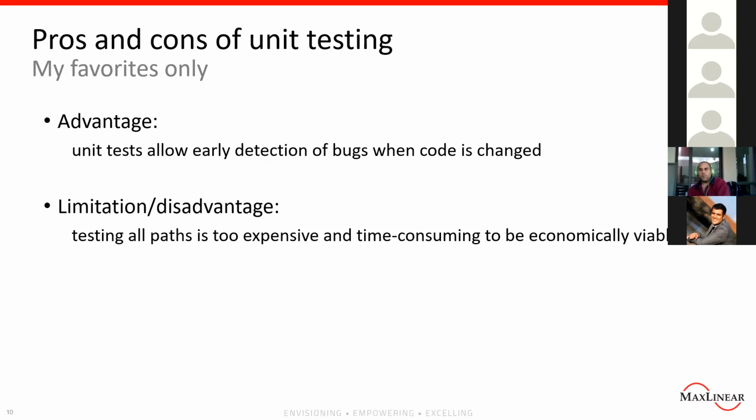The main limitation or disadvantage is that testing all paths is too expensive, sometimes impossible to be economically viable. Imagine a program to play chess. We should test every match, and it's impossible.